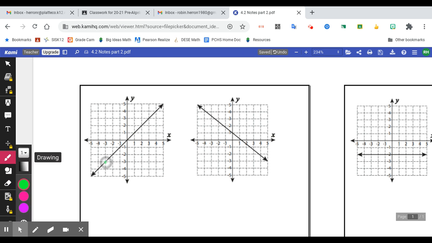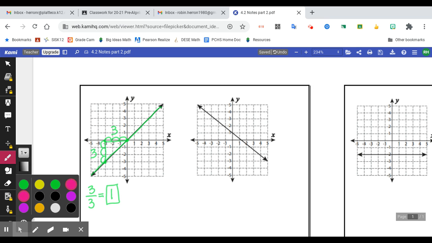So I'm going to choose, what if I put my point here, and then I put my point at the origin? So I'm going to have to count up and to the right, up 1, 2, 3, over 1, 2, 3. Okay, so my slope would be 3 over 3. I can simplify that because 3 divided by 3 is 1. And it's positive because the line goes up from left to right. Okay, so let's change that.